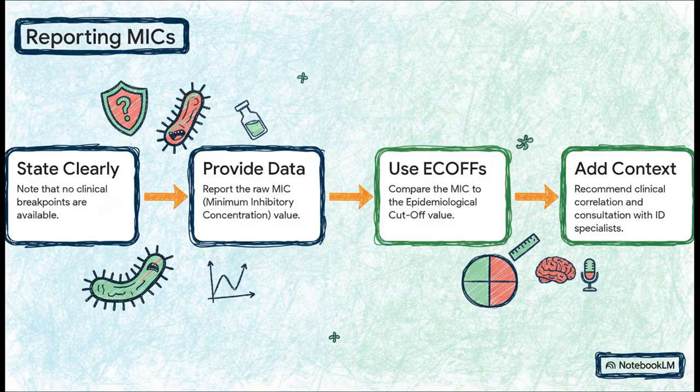So what do you do in practice? Your reporting has to be very careful and interpretive. First, you have to state clearly on the report, no clinical breakpoints are available. Then you give the clinician the raw MIC value. The best thing to do after that is compare the MIC to the epidemiological cutoff, or ECOF. That lets you tell them if the bug is wild type or if it might have acquired resistance. And finally, you have to add a comment recommending they correlate clinically and talk to an infectious disease expert.